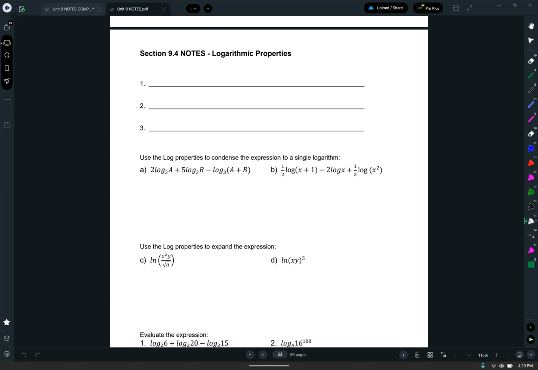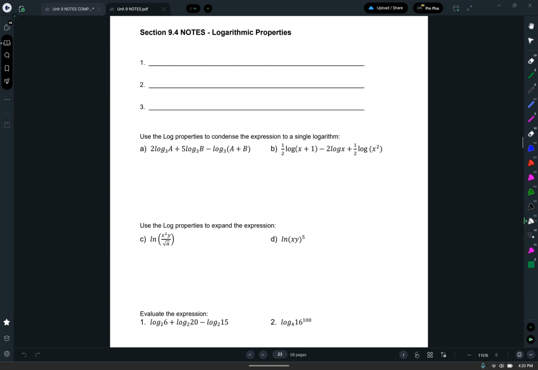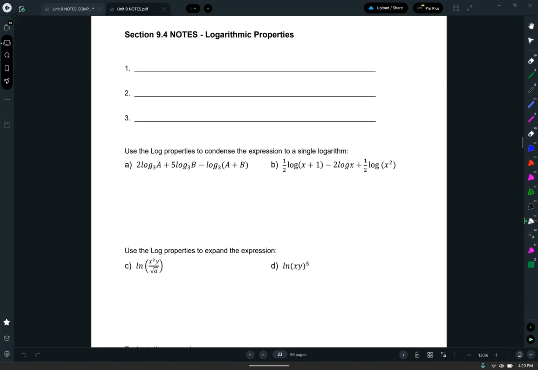This is section 9.4. It's all about logarithmic properties in Algebra 2. So there are three log properties that you need to know. There's not a proof of them. It's just three things you need to know about logarithms.